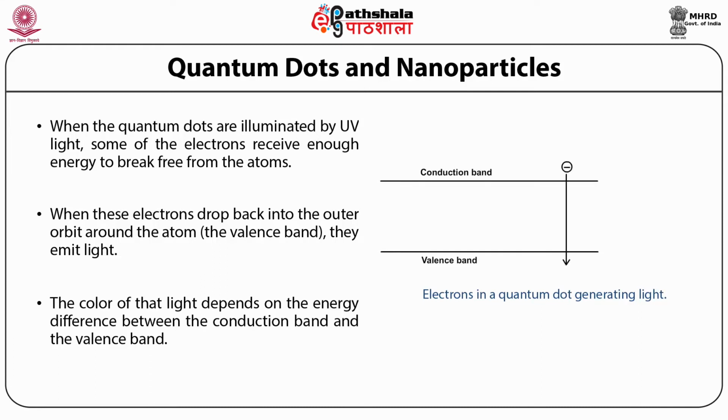Almost all the semiconductor materials can be used to prepare quantum dots. The nanoparticles of all the semiconductor materials behave as quantum dots. The gap between the valence and conduction band, which is present in all semiconductors, causes the quantum dots to fluoresce.